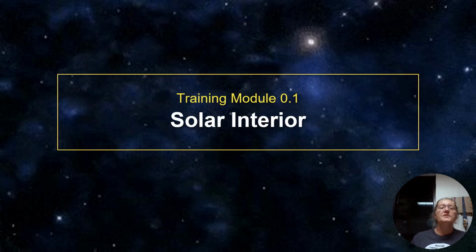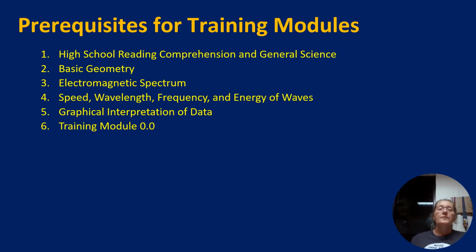This training module is module 0.1, in which we're going to talk about the solar interior. Prerequisites for understanding the material in this module: some general science, some mathematics, some basic understanding of scientific notation, the electromagnetic spectrum, speed, wavelength, frequency, the energy of waves, understanding how to read a graph, and hopefully you went through training module 0.0.